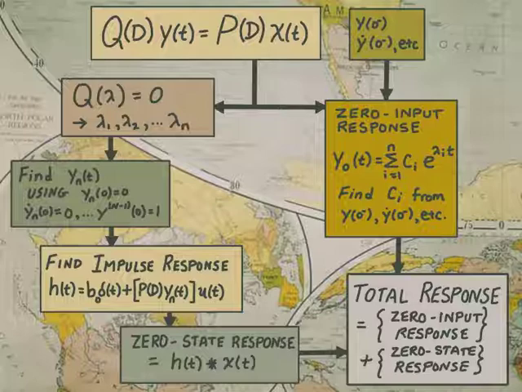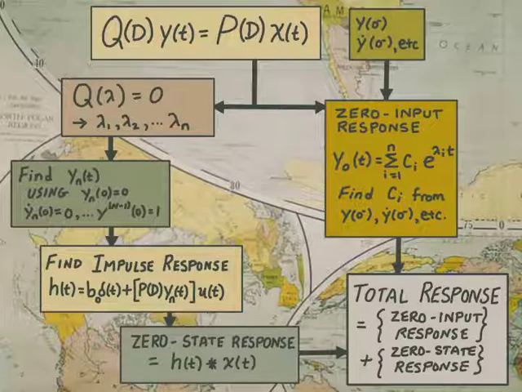Now with the zero state response determined, we can then find the zero input response, and that's on the right-hand side of our diagram. We take in all the initial conditions, y at time 0 minus, the derivatives at time 0 minus, and we find the solution to q of d y of t equals 0. That solution is going to be a sum of characteristic modes. So we simply need to find the coefficients ci so as to satisfy all of the initial conditions. Once we've found those coefficients, we would then have the zero input response. And with the zero input response and the zero state response, we can add those together and we can find the total response.